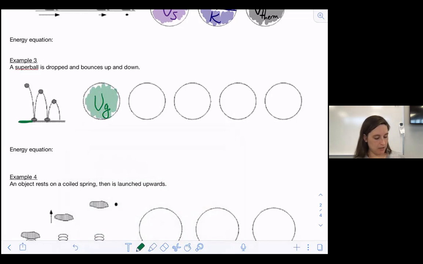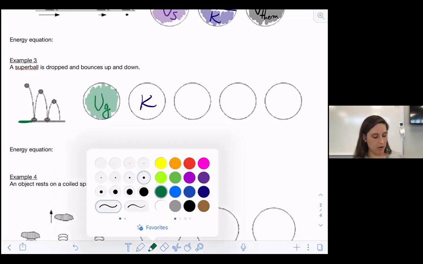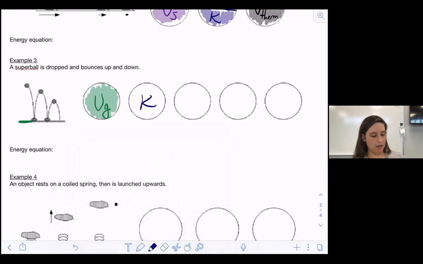Then it hits the ground, or at least it is a millisecond before hitting the ground. A millisecond before hitting the ground, we will have changed all of our energy from being gravitational to being kinetic. Then it rebounds up into the air, so there will still be gravitational energy. However, you should notice that it didn't rebound as high as it did originally.